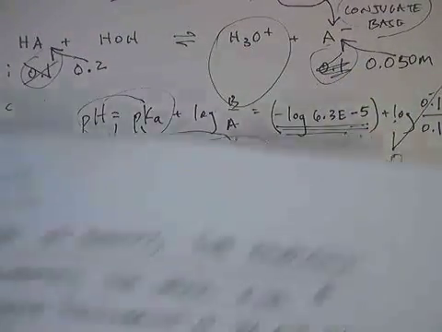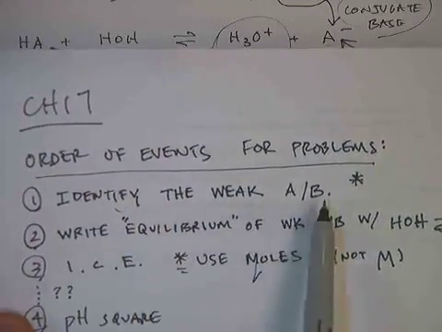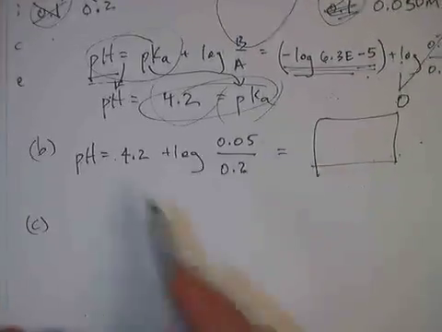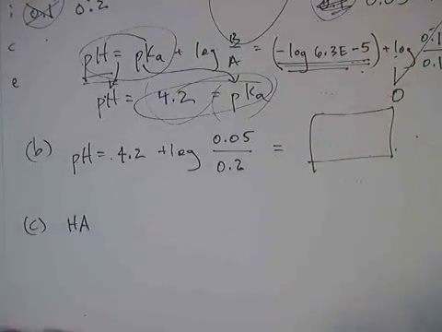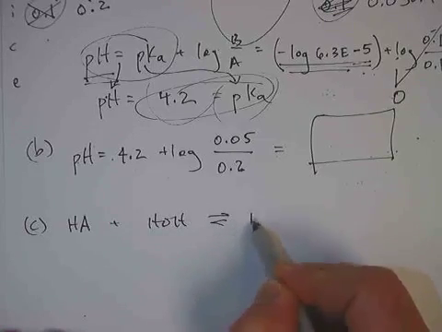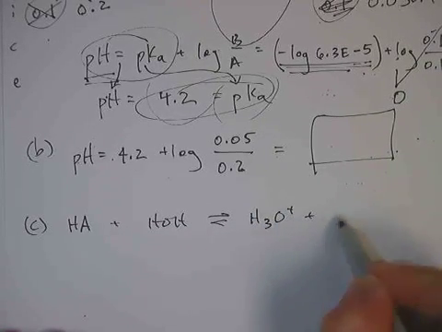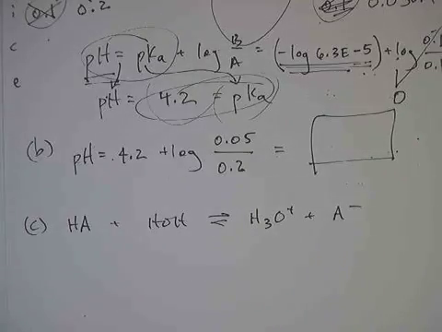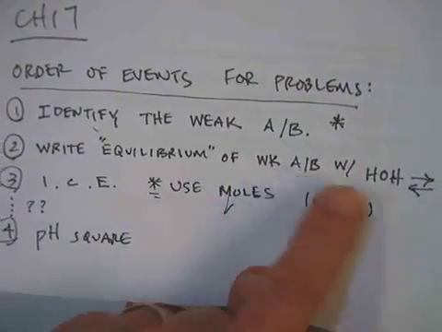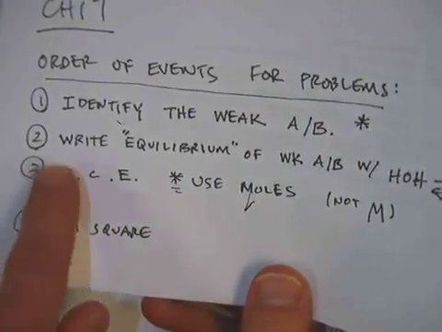In letter C, it says calculate the number of grams of sodium benzoate that must be added to 750 milliliters of a 0.2 molar benzoic acid to make the buffer solution have a pH of 4. So there's a couple of different ways to approach this, but following our order of events, the first thing, of course, is to identify the weak acid or base. We did that up above in the first part of 2.